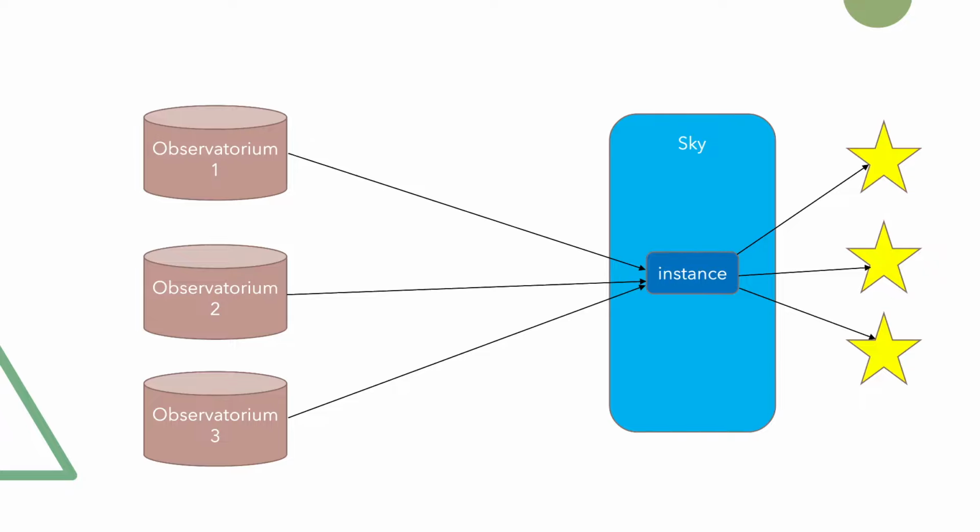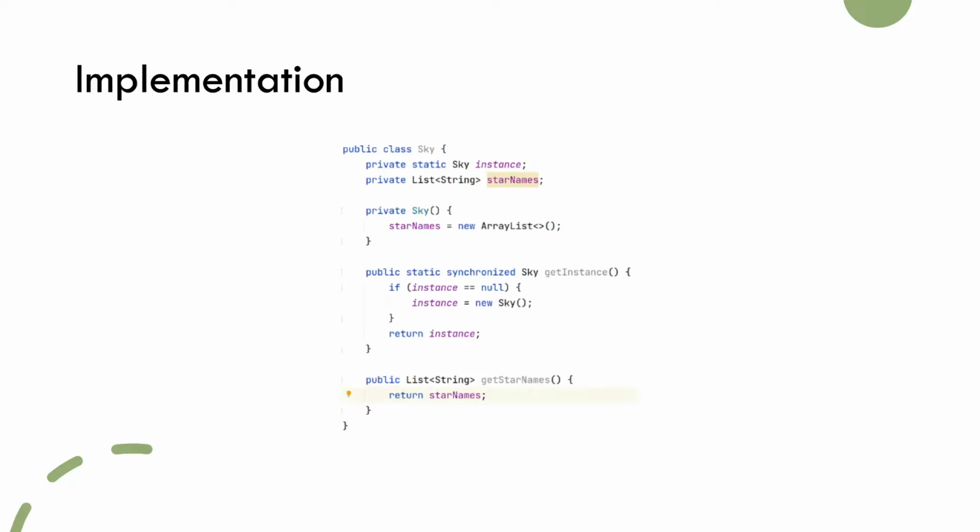After talking about the usage of the singleton design pattern with your interviewer, one of the most common follow-up questions is how you would implement it. We have displayed one way of making a class a singleton. We have implemented the previously mentioned Sky class.